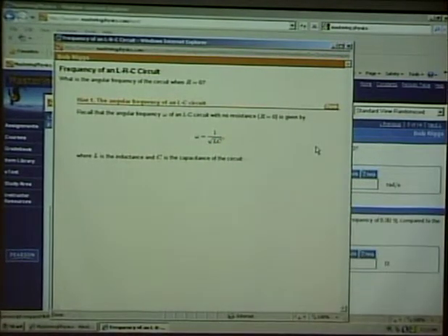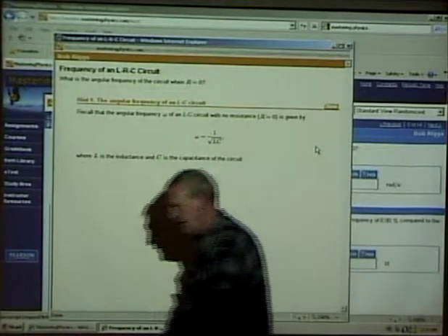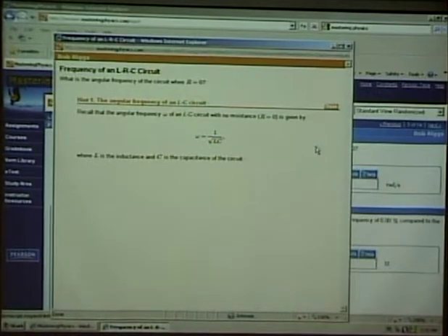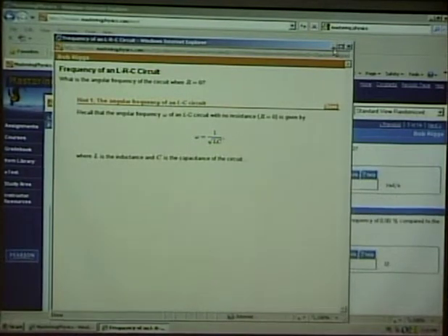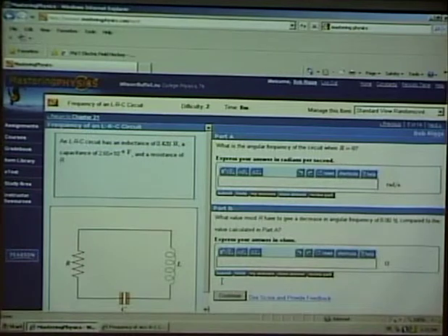Then you get the resonant frequency. In other words, those two are in sync that way. It gives you the resonant frequency. All right, so that's not too bad. The hint actually kind of walked you right into it.